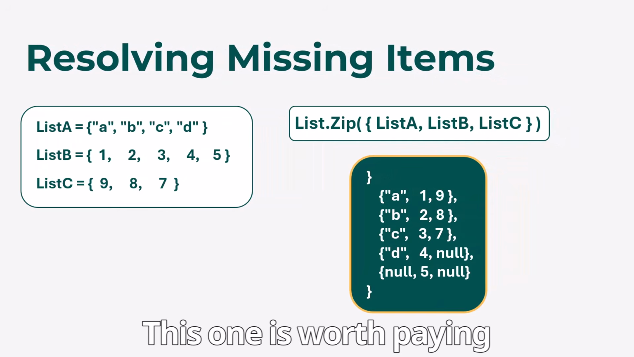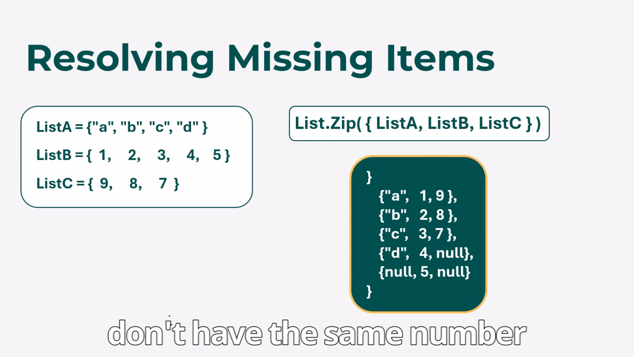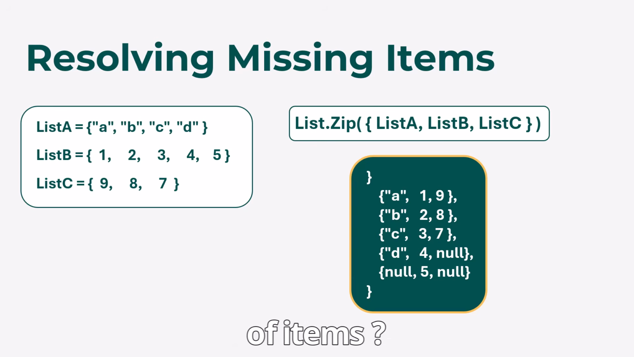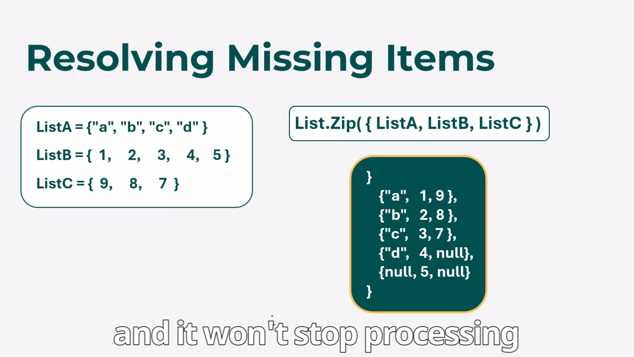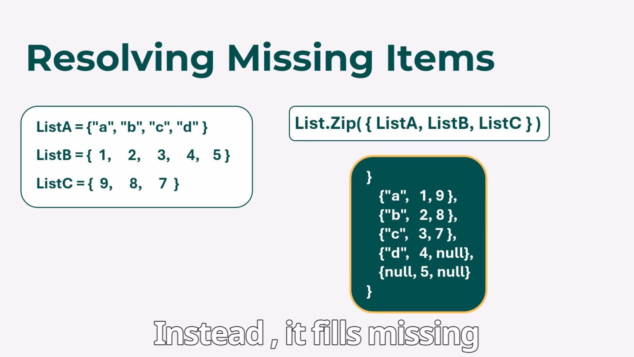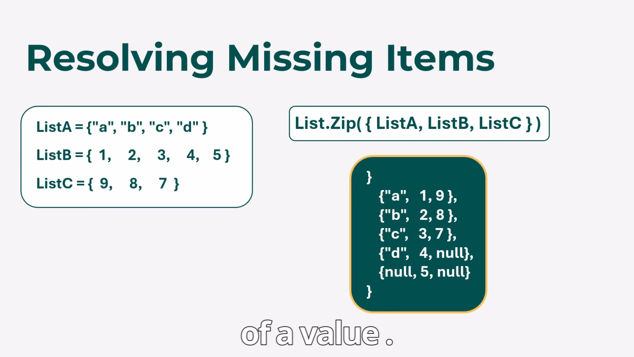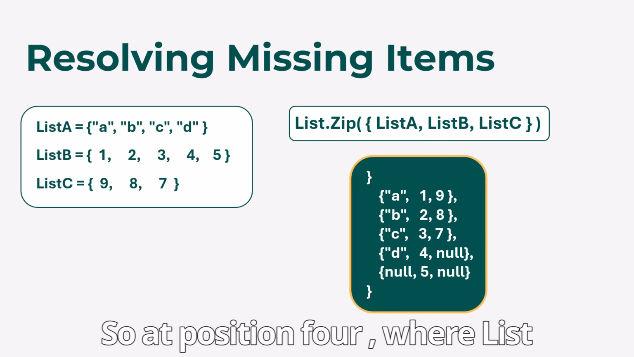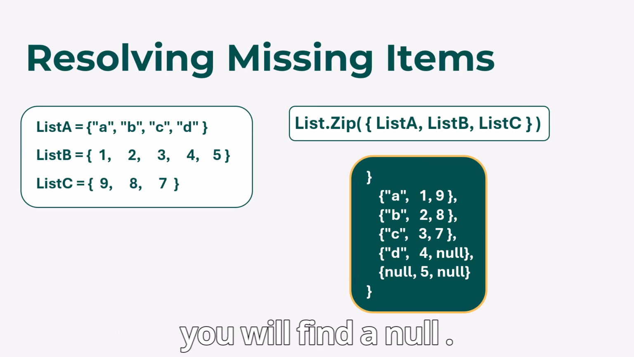This one is worth paying attention to. What if the lists you pass don't have the same number of items? Well, it won't raise an error, and it won't stop processing when it runs out of items from the shortest list. Instead, it fills missing positions with a null. A null represents the absence of a value. So at position 4, where list C has nothing to contribute, you will find a null.